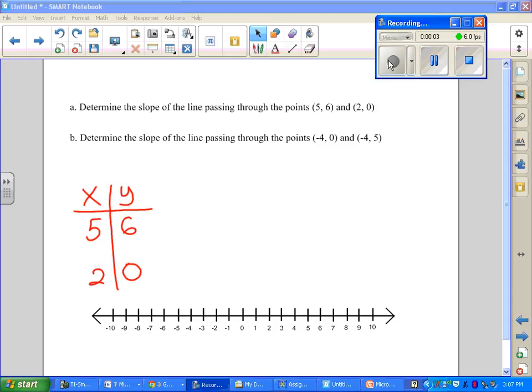All right, some slope problems that may show up that we'll be reviewing. We'll just do two of these together. The first one asks you to determine the slope given the points (5, 6) and (2, 0).